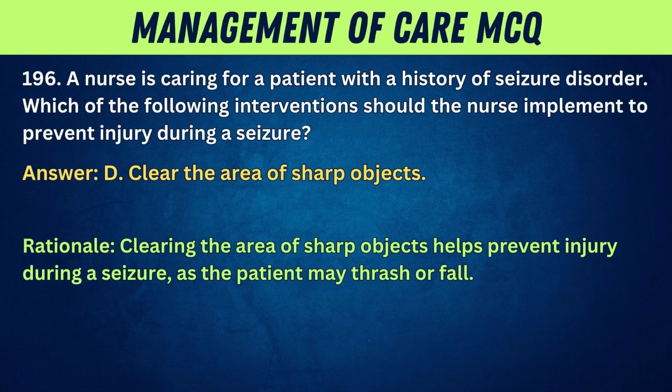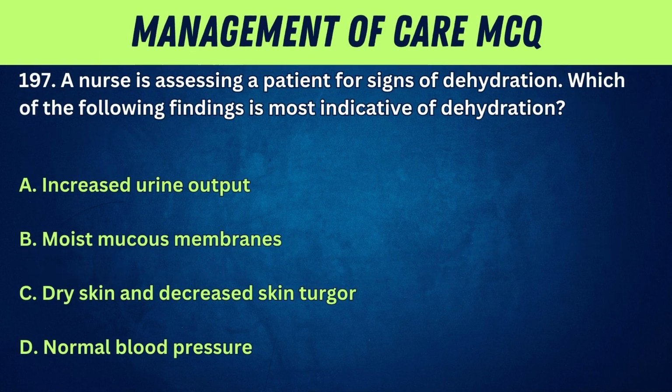Answer: D. Clear the area of sharp objects. Rationale: clearing the area of sharp objects helps prevent injury during a seizure, as the patient may thrash or fall.